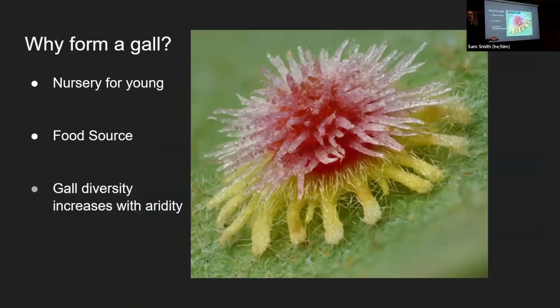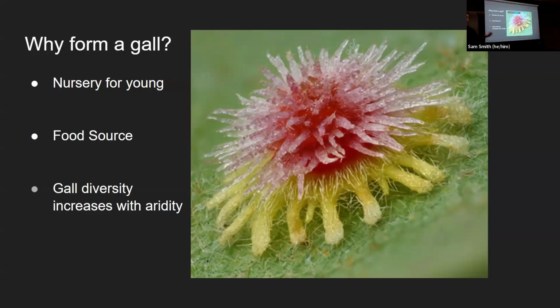So an overarching question is, what is the evolutionary benefit of forming a gall? Here are a few different ideas, zooming back into the insect realm. First of all, they're a nursery for young. They're a food source. So it's not only a nursery, but it's actually like a built-in kitchen. And then a good clue for why insects tend to produce galls is that we notice that gall diversity increases in areas that are more arid, but still have the necessary plant hosts.